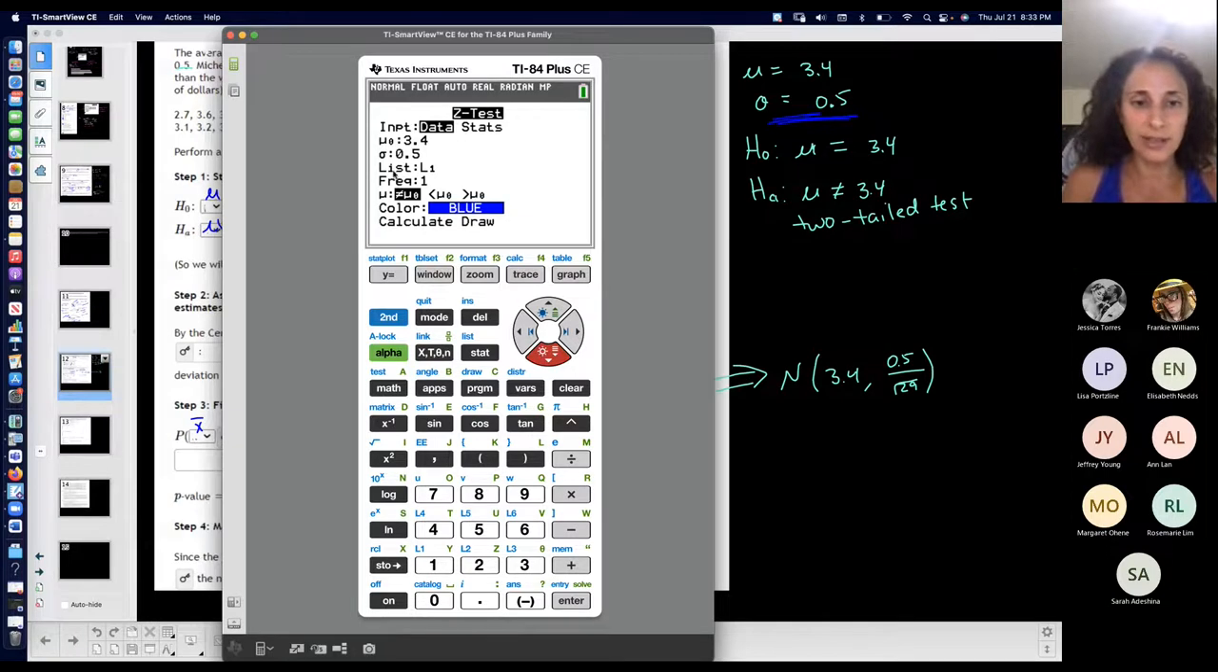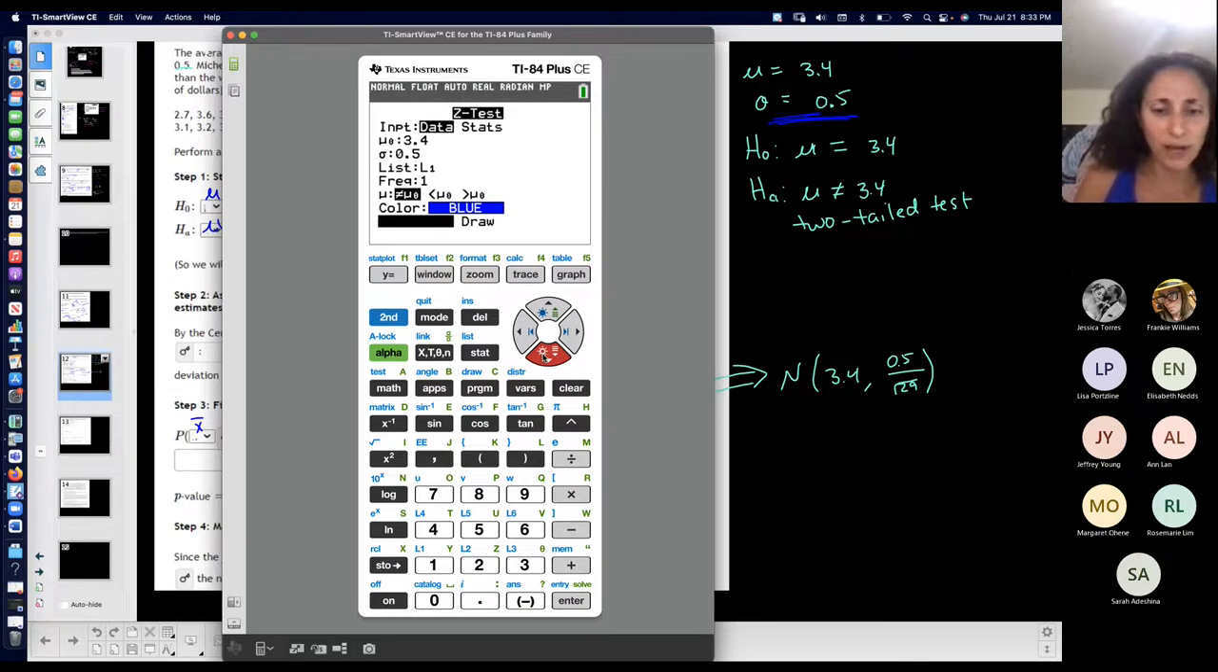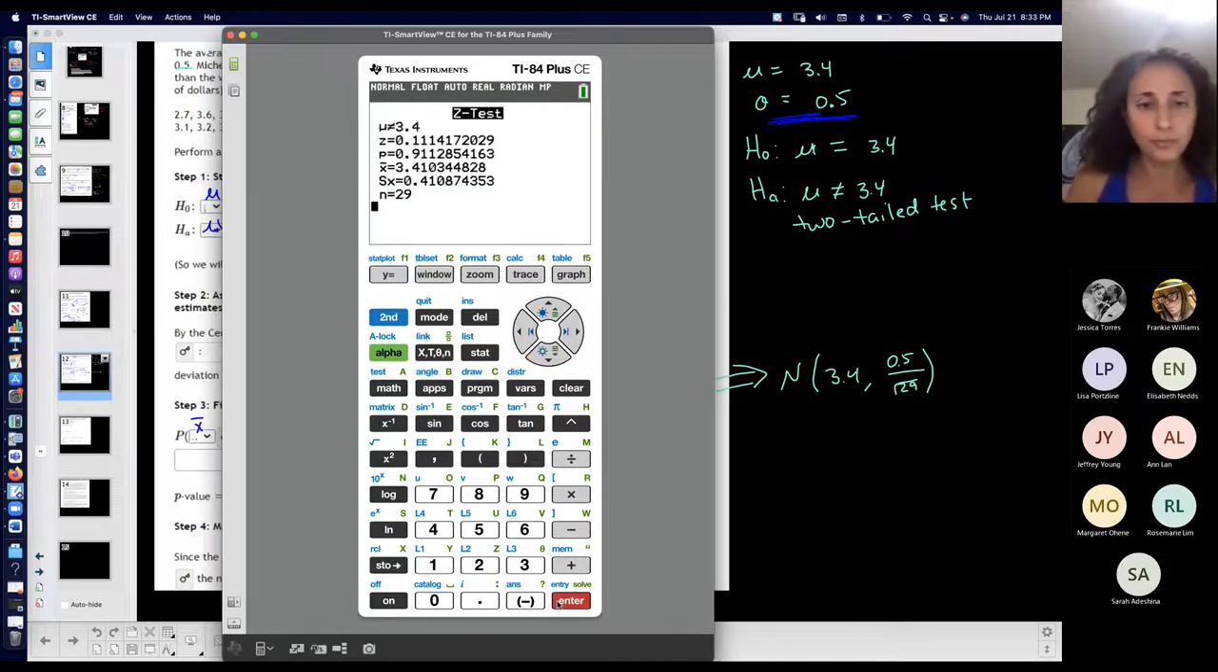Mine already has a two-tailed test. If yours doesn't, then scroll over to the not equal to and highlight it. Press enter. You don't need to worry about color or calculate. You could play with this to draw it, see what it looks like. You might see the curve, but you don't have to do that. And then this is my output. So let me copy and paste.